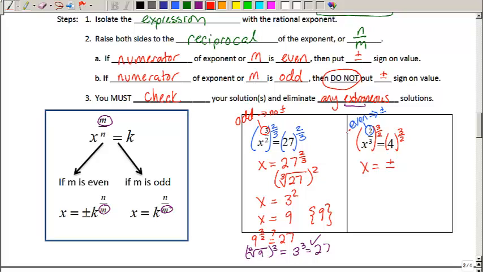You have to put the plus or minus on the immediately next step. Some people try to put the plus or minus at the end of the whole problem, which can often cause mistakes. X equals plus or minus in the next step, 4 to the 3/2. Now I have to reduce 4 to the 3/2. 4 to the 3/2 is the same as the square root of 4 cubed, which is 2 cubed, or 8. So I believe my solution is plus or minus 8.